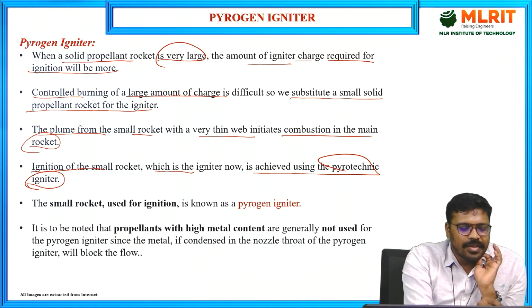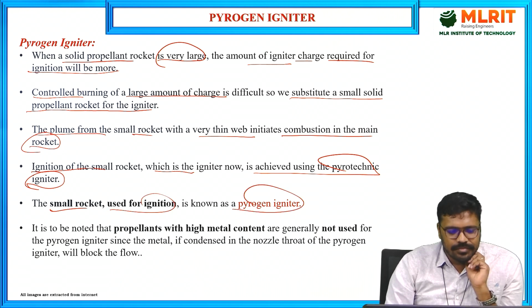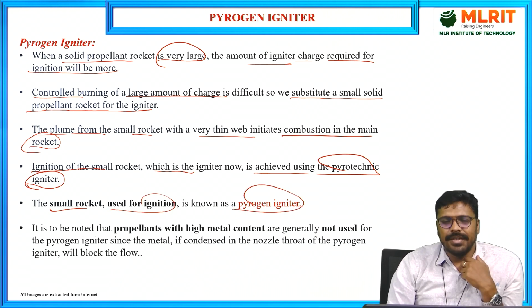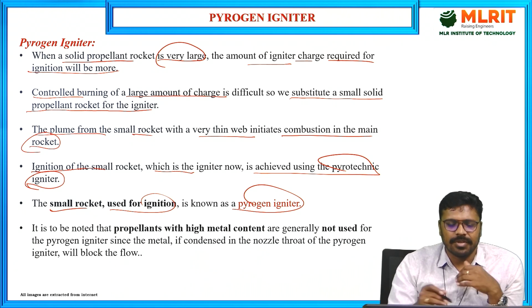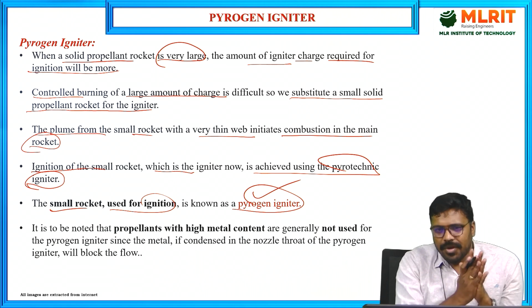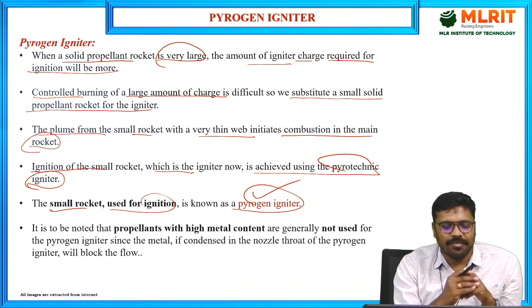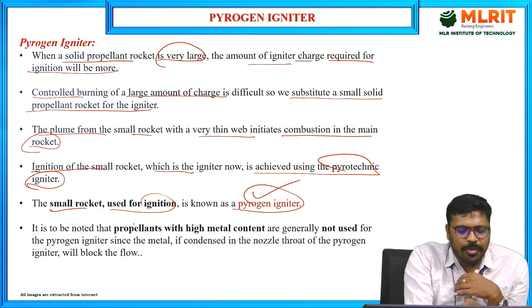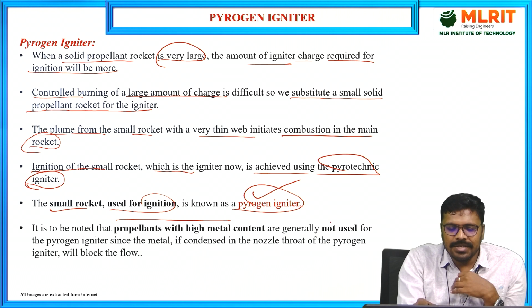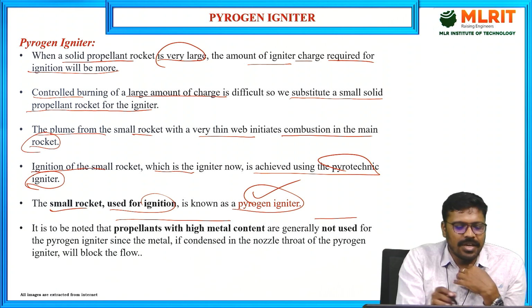The small rocket used for ignition is known as the pyrogen igniter. Whatever small rocket is placed as an igniter for a large rocket is called a pyrogen igniter. And here one problem comes when you use metal oxides, metals or thermite mixture in the pyrogen igniter. It is noted that propellants with high metal content should not be used for the pyrogen igniter. Why? Because of the condensed metals.